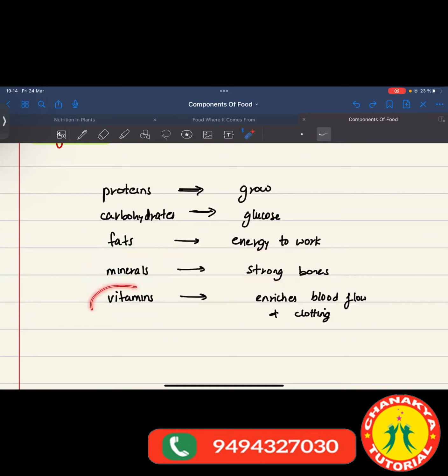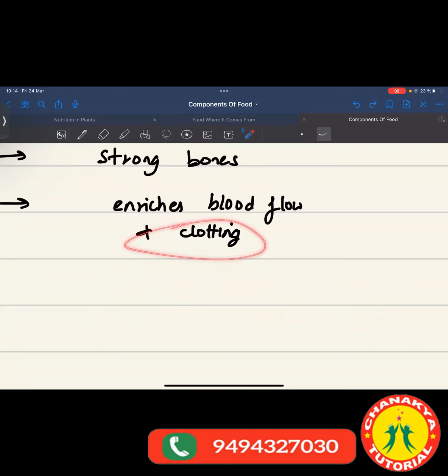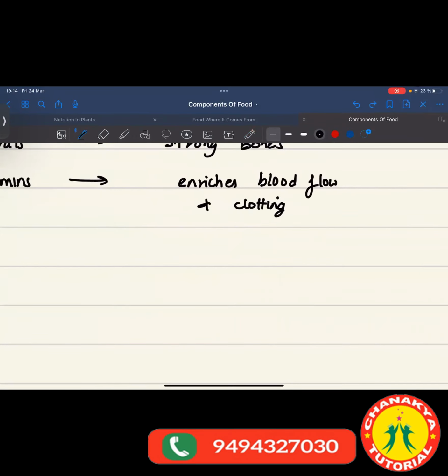So vitamins enrich your blood flow. So blood clotting, Ashwath, you have told me blood clotting. Why do we need blood clotting, Ashwath? Any idea? What will happen if the blood doesn't clot? The blood comes out from our body. If it doesn't clot, that means our body, everywhere blood is clotted. No. So what do you mean?